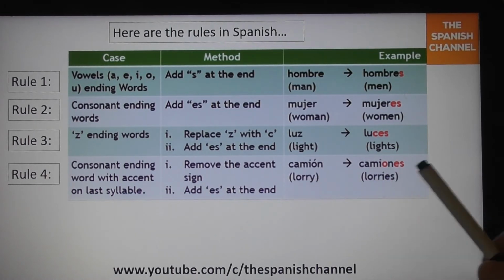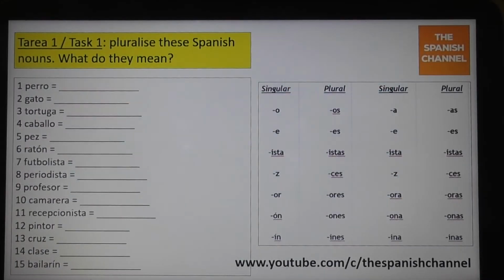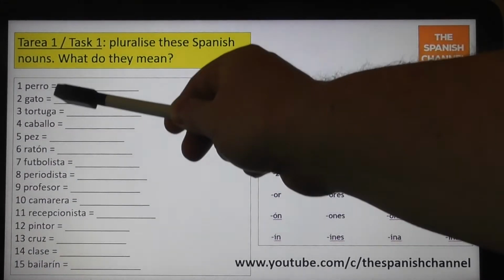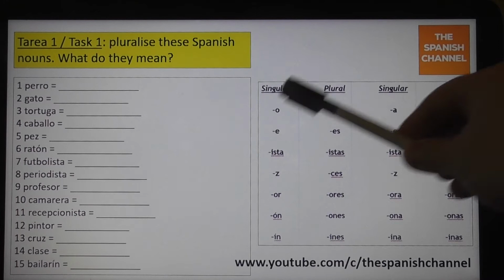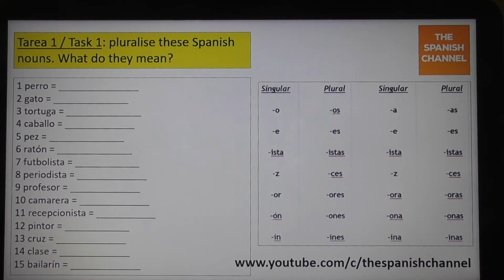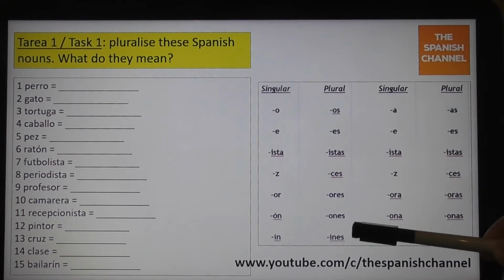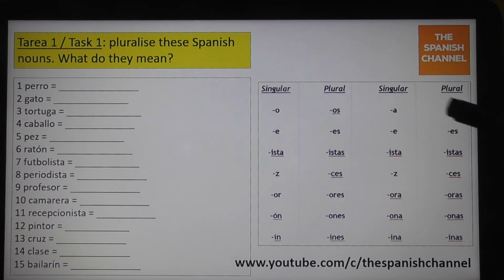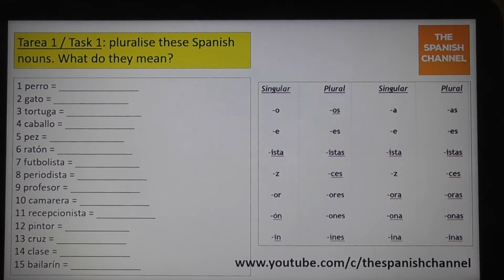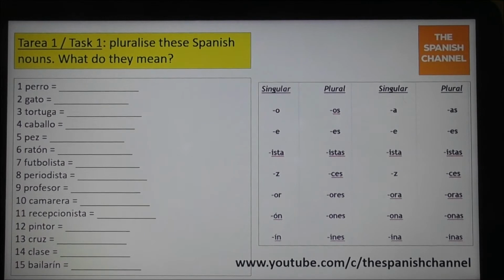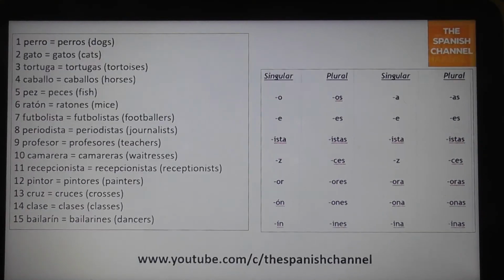So camión becomes camiones. And so your task today is to pluralize these 15 nouns. I don't even know if pluralize is a word, but I like it. I've put a reminder here as well in grid form of how to make singular nouns plural. That's also in the feminine form should you need it. So have a look through the rules one more time. Pluralize your nouns. I'll come back to you shortly. Gracias, hasta luego. Y listos en 3, 2, 1.